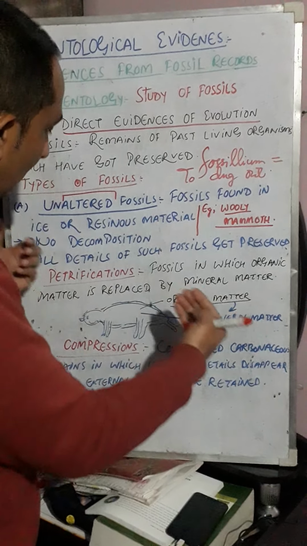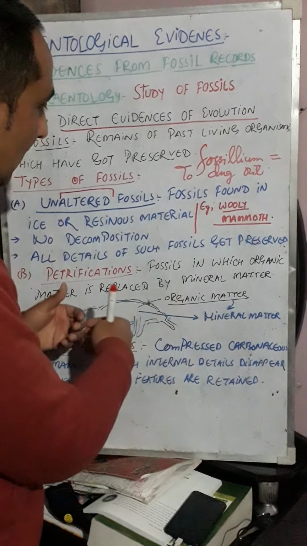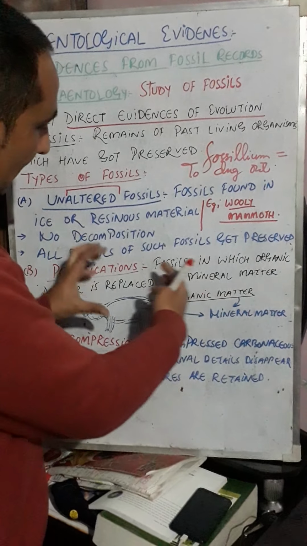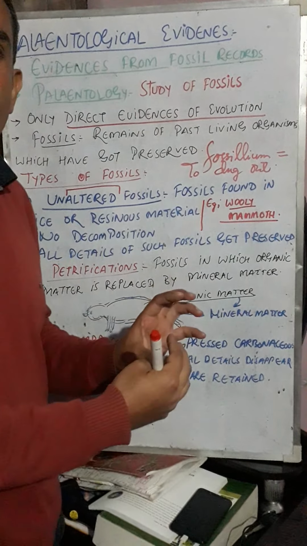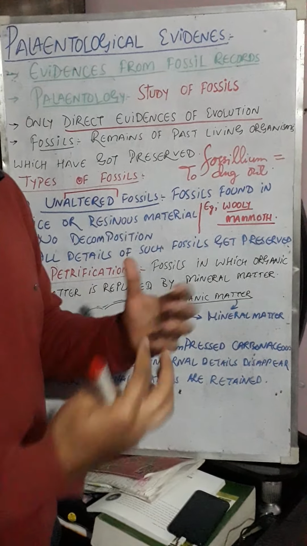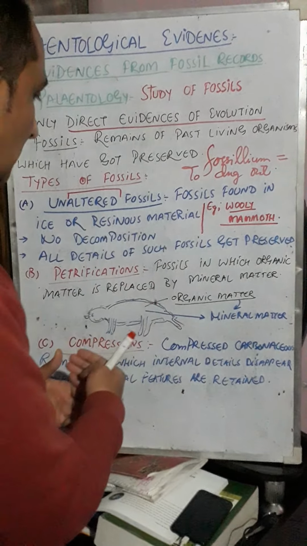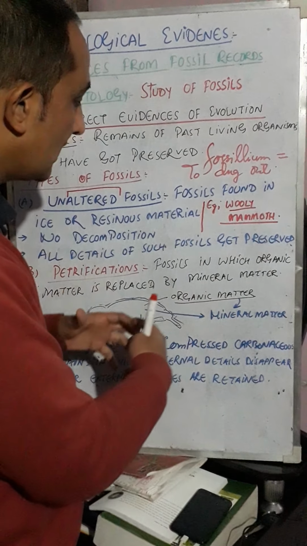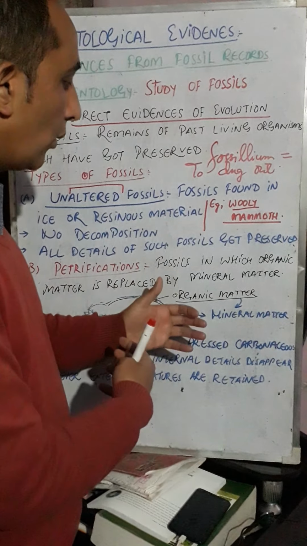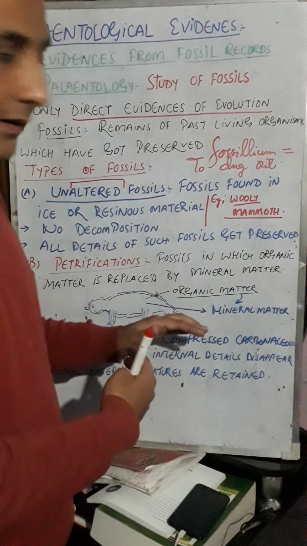They get decomposed, and each and everything present inside perishes away. The organic matter is nowhere there, but the place that was occupied earlier by the organic matter is now occupied by the mineral matter. These types of fossils, in which the organic matter has been wholly replaced by the mineral matter, are known as petrifications. So this is all about petrifications. You have to remember that in petrifications, the organic matter in the organism whose fossil we are discussing is replaced by mineral matter.